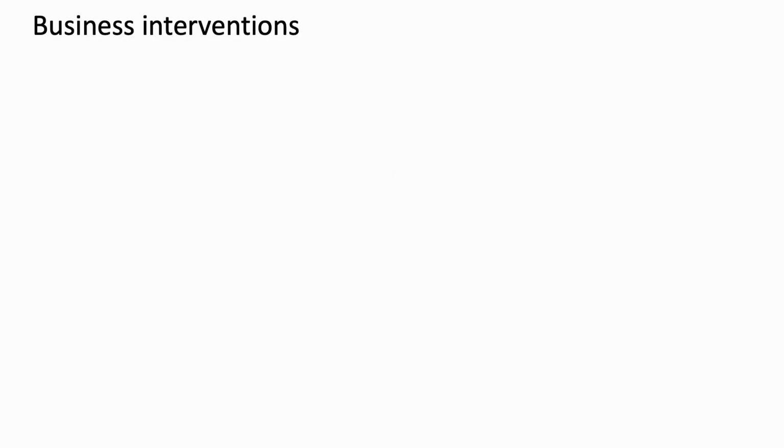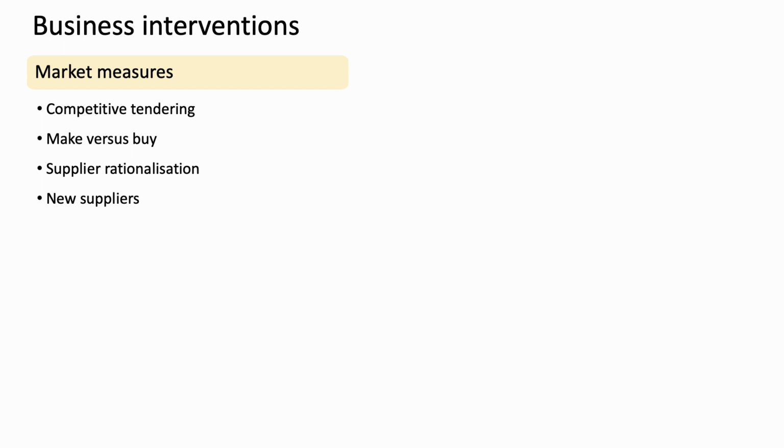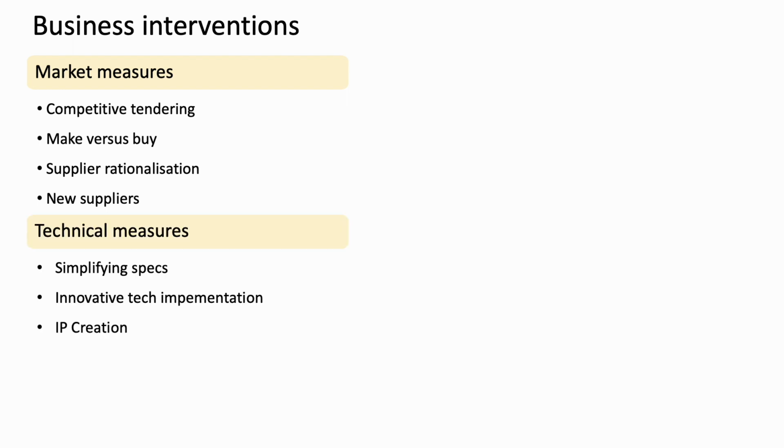Now, when you're brainstorming a business case that's going to knock everyone's socks off, there are 6 types of interventions you should consider. First up, market measures. Think beyond just competitive bidding. We're talking strategies like make versus buy, shaking up your supplier list, and rolling out the red carpet for new market players. Next, technical measures.